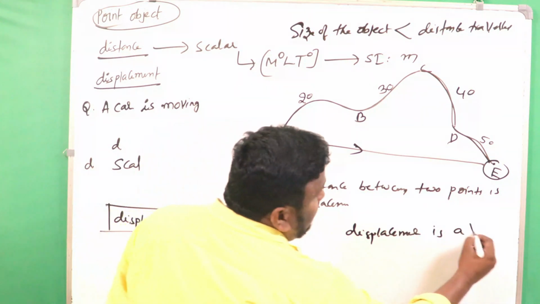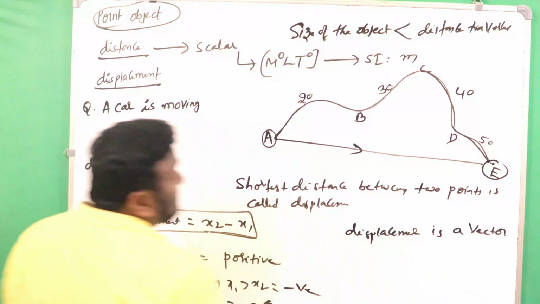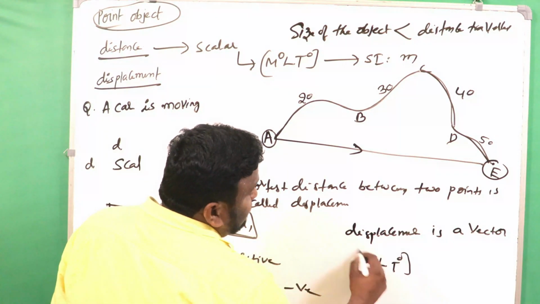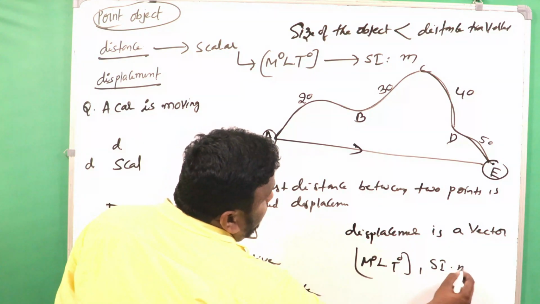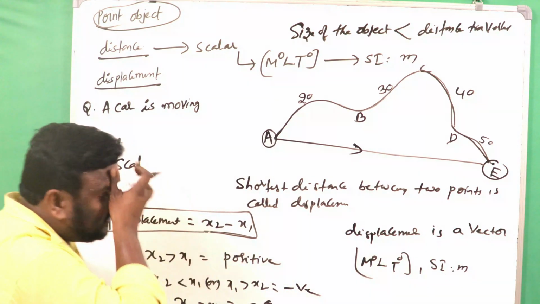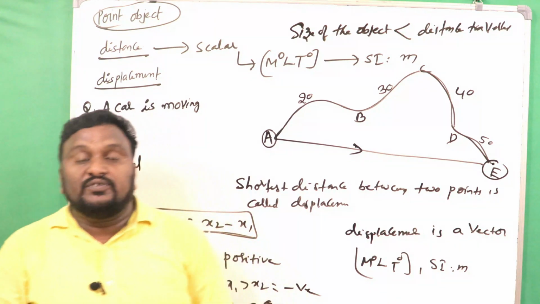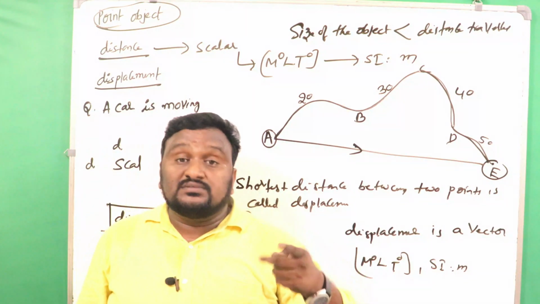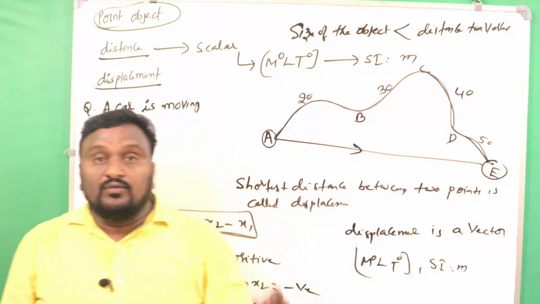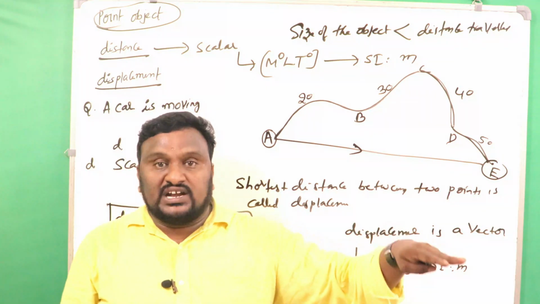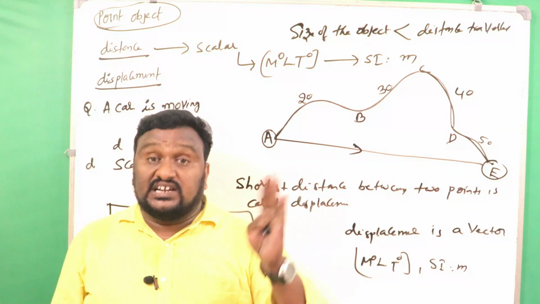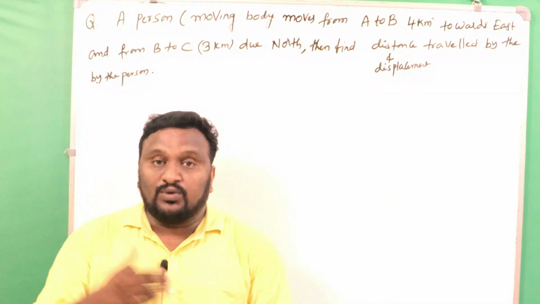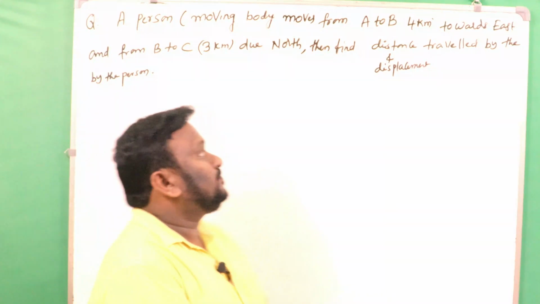And displacement is a vector quantity, and it has the same dimension formula as distance: M to the power of 0, L, T to the power of 0, and the SI unit is meter. Clear, children? So this is the difference between distance and displacement. But there is one common point between these two: when the body is moving along a straight line path, then distance and displacement are both equal. To understand distance and displacement, we will discuss some example problems.